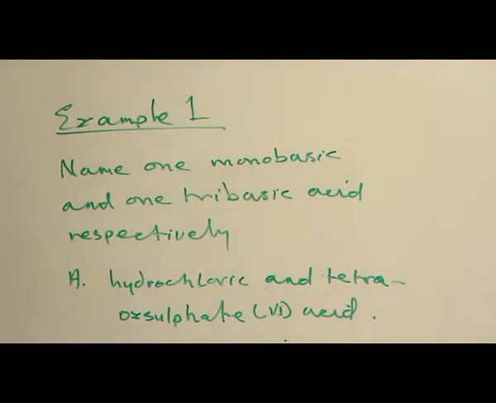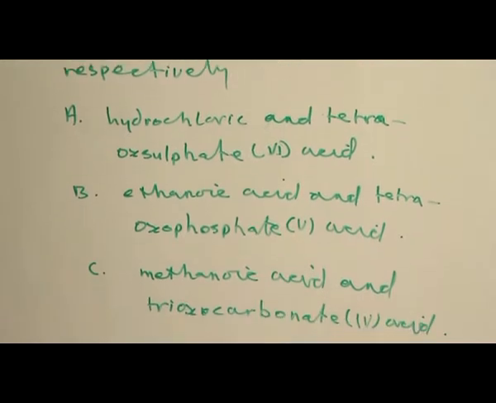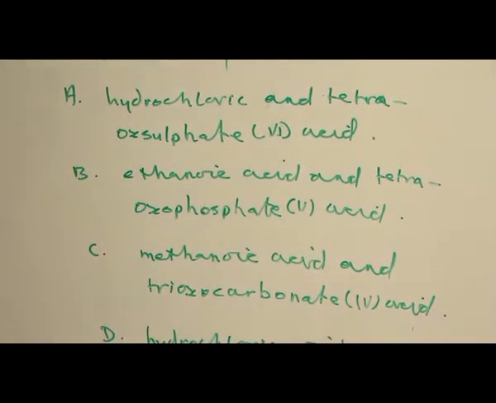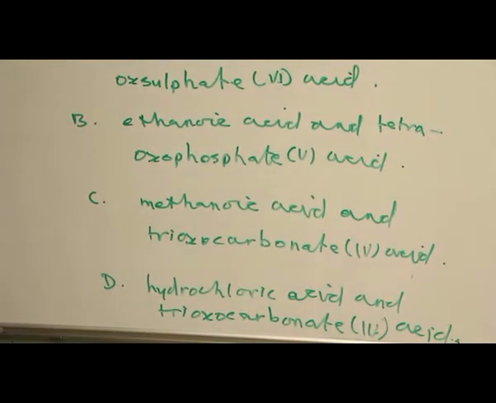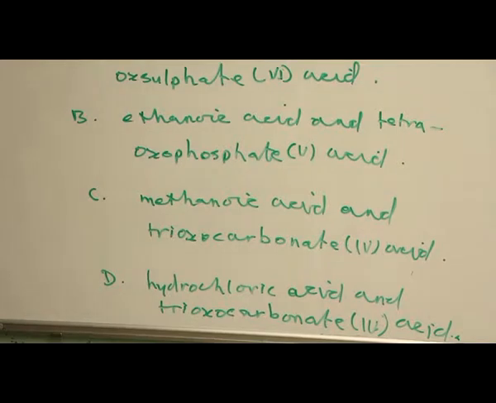Name one monobasic and one tribasic acid respectively. The options: A. Hydrochloric and tetraoxosulfate 6 acid. B. Ethanoic acid and tetraoxophosphate 5 acid. C. Methanoic acid and trioxocarbonate 4 acid. D. Hydrochloric acid and trioxocarbonate 4 acid. Let's now pick the right option.